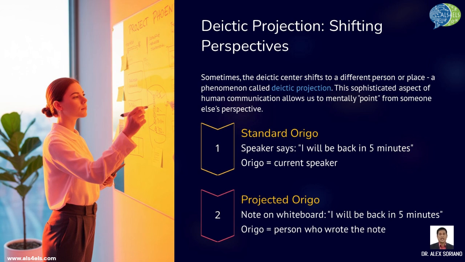Standard origo: if I say, "I will be back in 5 minutes," the deictic center is me, the speaker. Projected origo: now, imagine I write that same sentence on a whiteboard as a note for you, "I will be back in 5 minutes." The deictic center is no longer the person reading the note. It's me, the person who wrote the note. You have to mentally project yourself into my position to understand the message correctly.